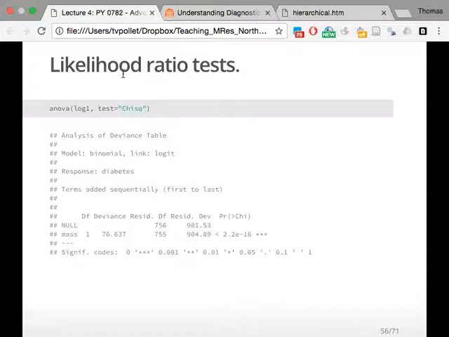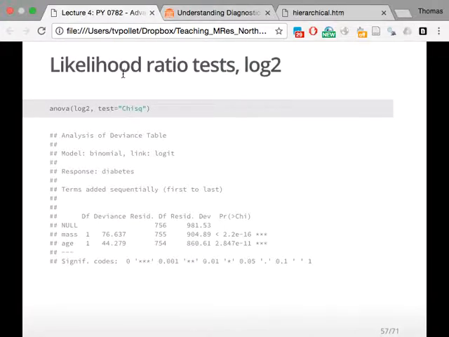So this is a likelihood ratio test. And this is the same one for the other model, and you can actually see the p-values are quite similar to those that we had before. Everybody understands this? So it's just another type of test which has better properties for smaller samples.